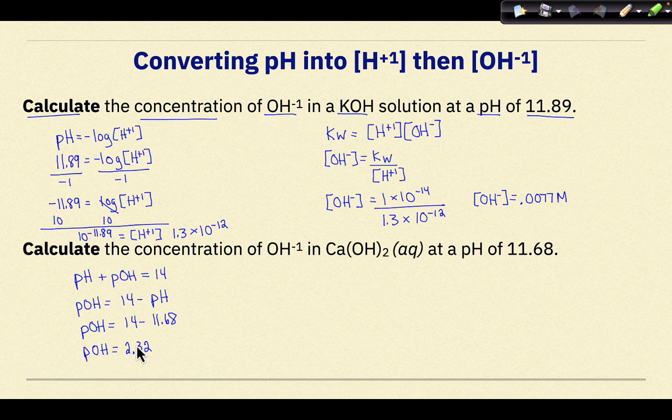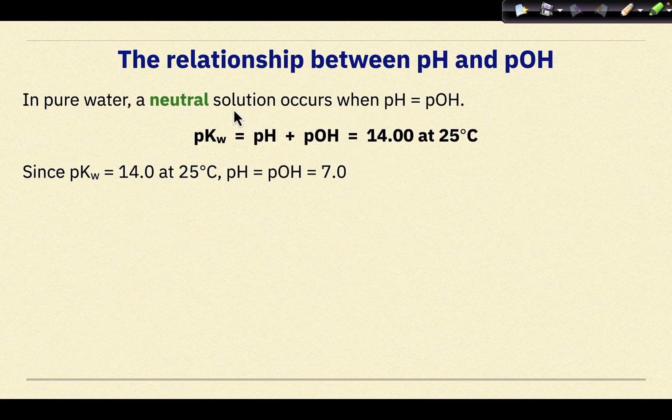Now that I have this pOH value, I can solve for hydroxide ion concentration. So I'm going to use the formula: pOH is equal to the negative log of the hydroxide ion concentration. So in a similar process to here, we know that ultimately we're going to arrive at the formula 10 to the negative 2.32 will equal the hydroxide ion concentration. So if I take the anti-log of negative 2.32, my hydroxide ion concentration will be 0.0048 molar.